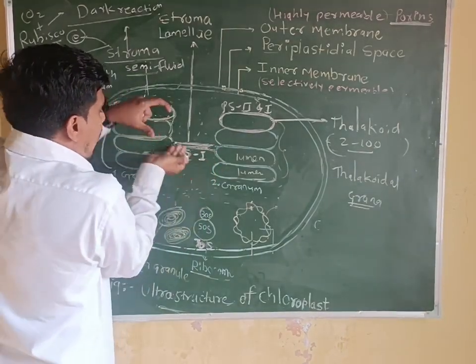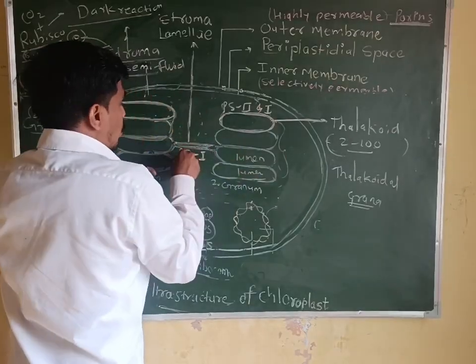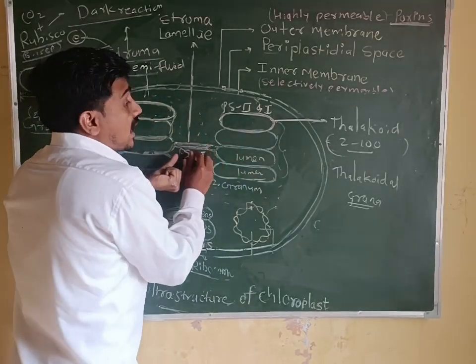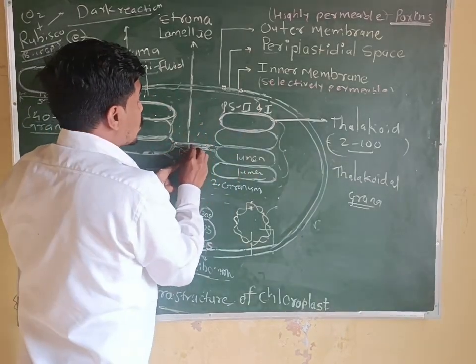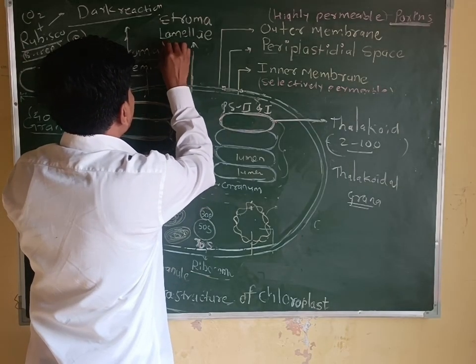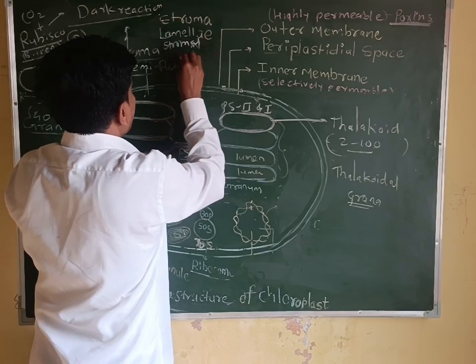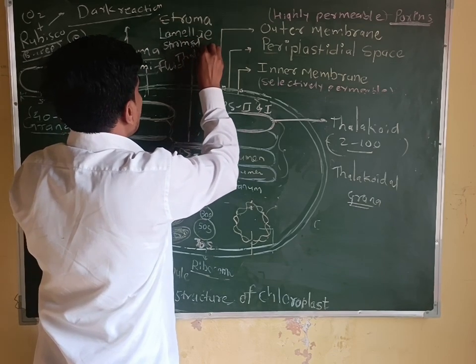This is the stroma lamellae. This lamellae passes through the stroma. That's why it is known as the stroma lamellae. In the stroma lamellae, thylakoids are also present. That's why it is also known as the stromal thylakoid.